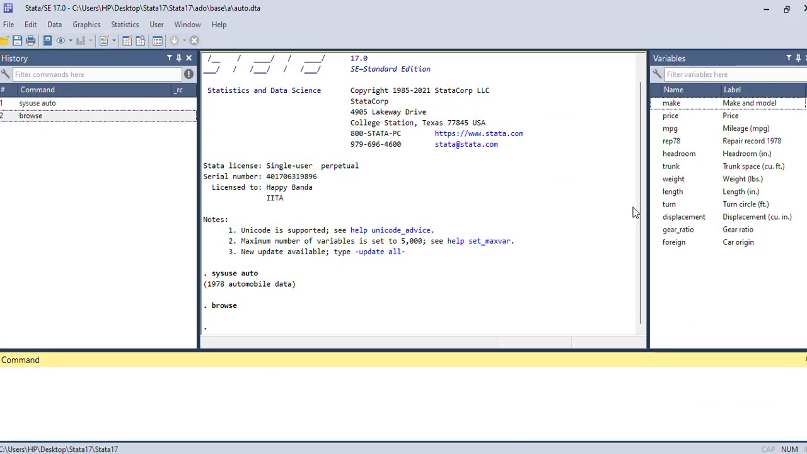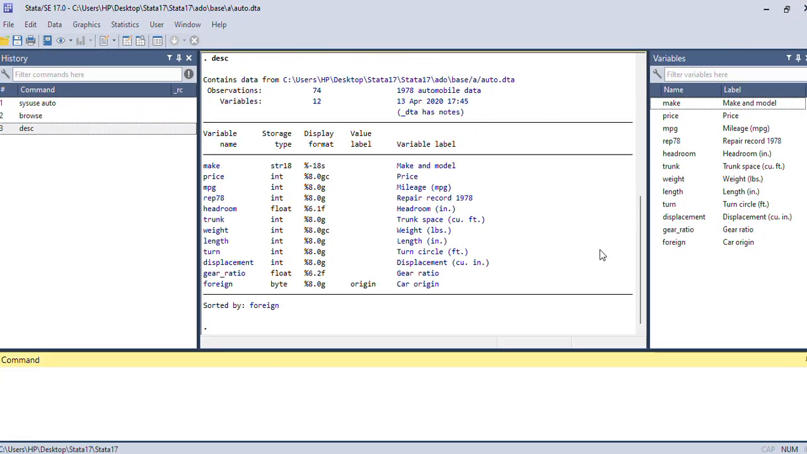Okay, so there are these variables. We can describe the variables. So these are the variables: make and model, price, mileage per gallon, repair record, headroom, trunk space, weight, length, turn circle, displacement, gear ratio, and car origin. So this dataset is about motor vehicles. That's why it's called auto. This dataset contains information on these variables for these motor vehicles.